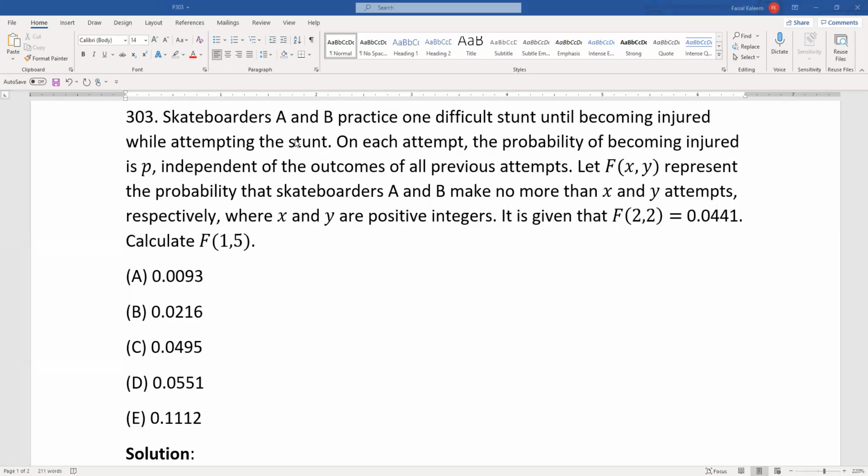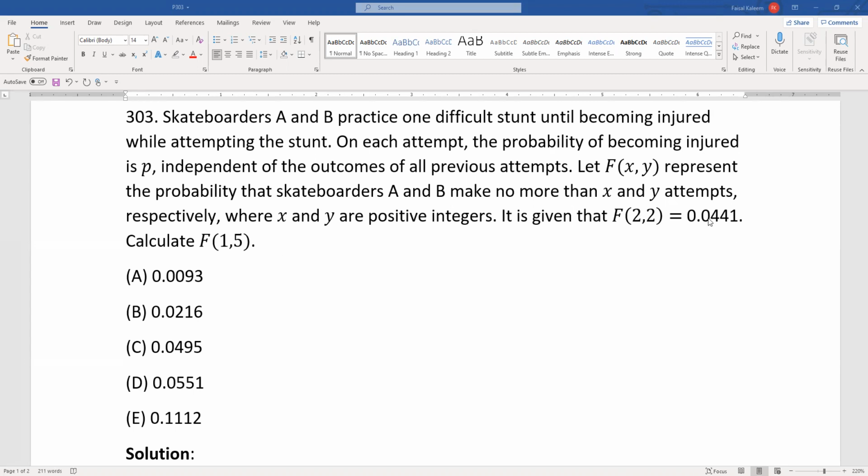Skateboarders A and B practice one difficult stunt until becoming injured while attempting the stunt. On each attempt, the probability of being injured is P, independent of the outcomes of all previous attempts. Let Fxy represent the probability that skateboarders A and B make no more than X and Y attempts, where X and Y are positive integers, of course. It is given that F22 is equal to 0.0441, calculate F15.